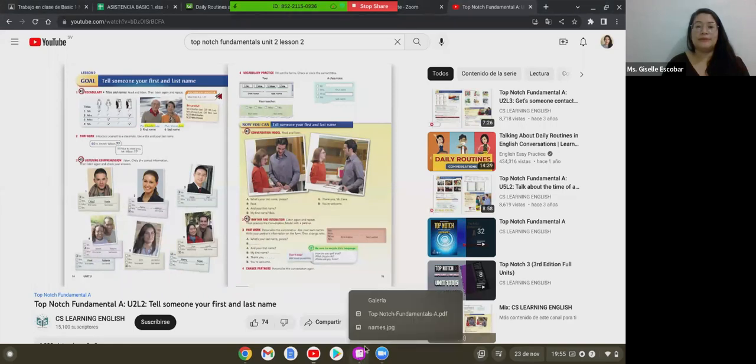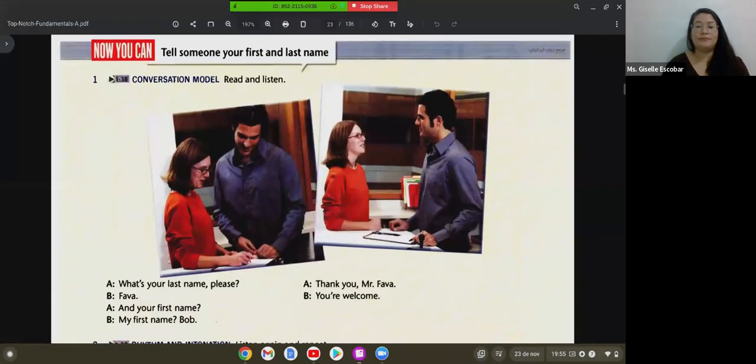Page 15. Now you can tell someone your first and last name. Exercise 1. Conversation model. Read and listen. What's your last name, please? Fava. And your first name? My first name? Bob. Thank you, Mr. Fava. You're welcome.